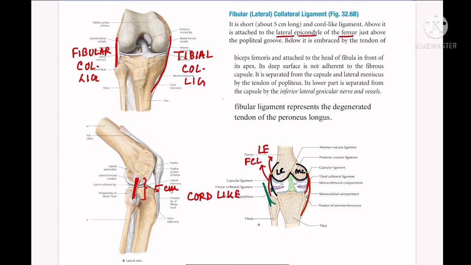In the side view, the lateral epicondyle can be marked with a point like this. This is the lateral epicondyle, and the lateral condyle on which the lateral epicondyle is situated is like this. That is the lateral condyle. Now, an important thing is that the origin of the fibular collateral ligament lies just above the popliteal groove.